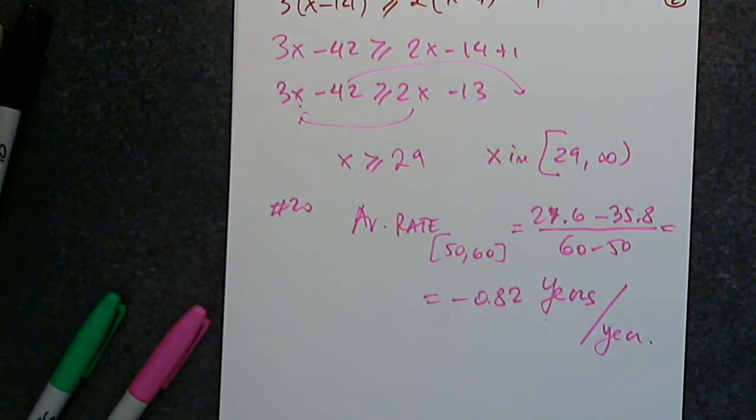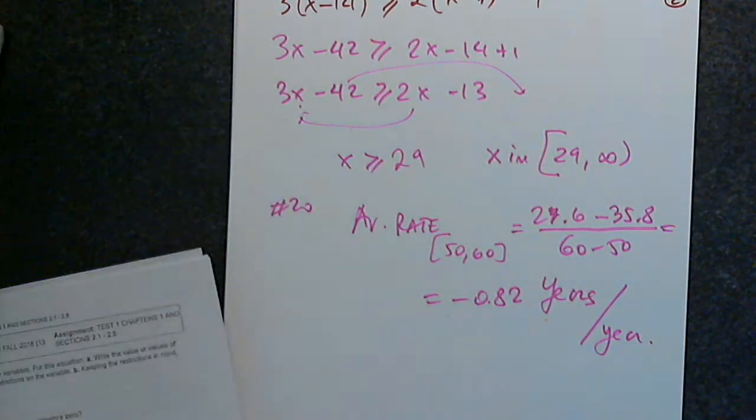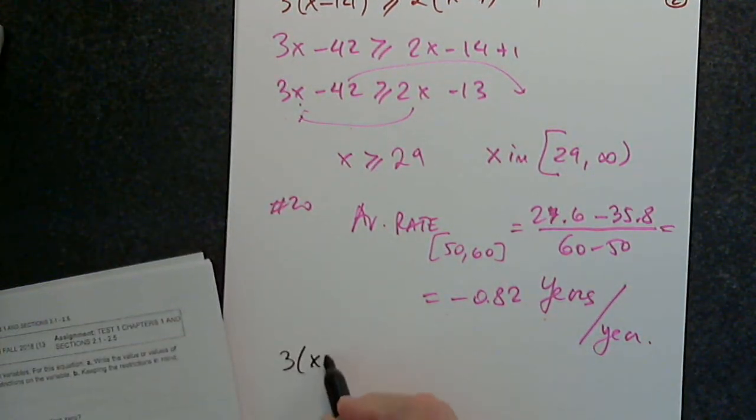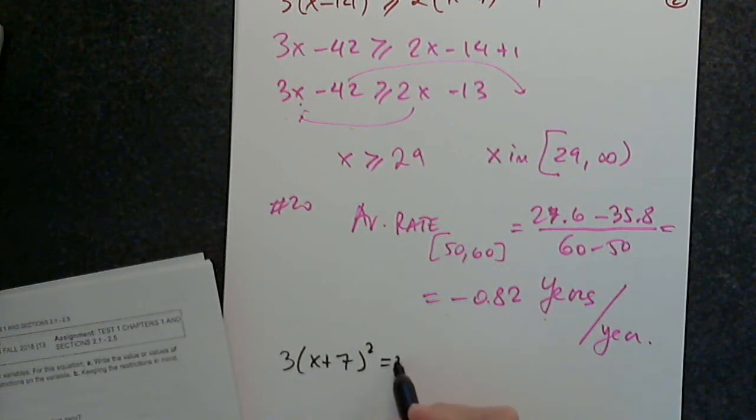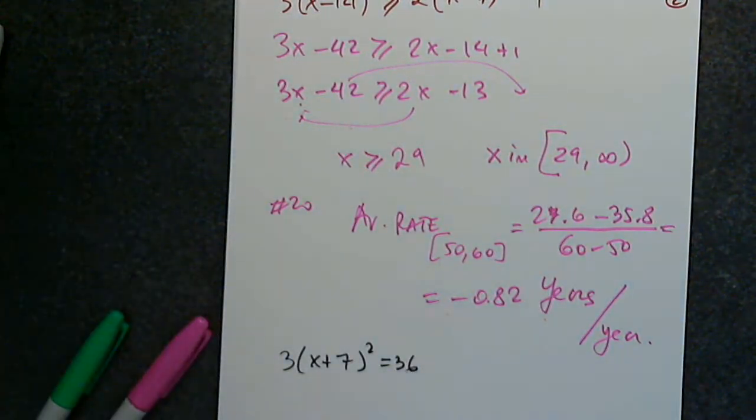Anything else you tried? Anything else you want to try? Can we do number 2? Number 2. In number 2, we have 3(x + 7)² = 36. Number 2.